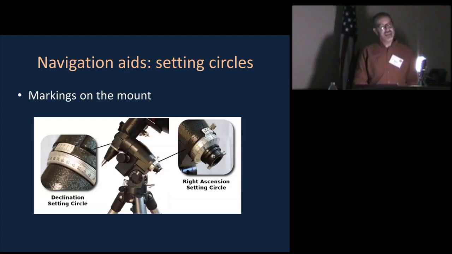Another navigation aid is setting circles. These are literally marks that are on the axes of the telescope. And once you get aligned, you can set those zeros in the right location essentially, and those will help you navigate to those coordinates that you saw in those screens that we had before. However, just the manual ones aren't super precise. You're looking at a small angle of sky. We're looking at fractions of a degree there. If you can see there in that picture, the smallest gradations on there are 2 degrees.